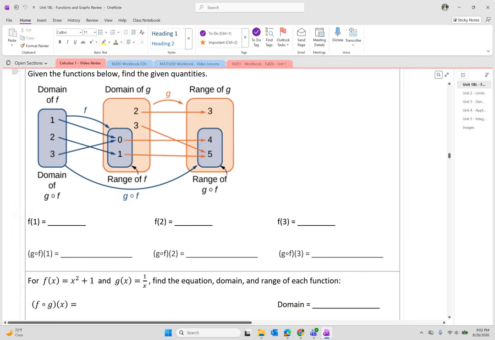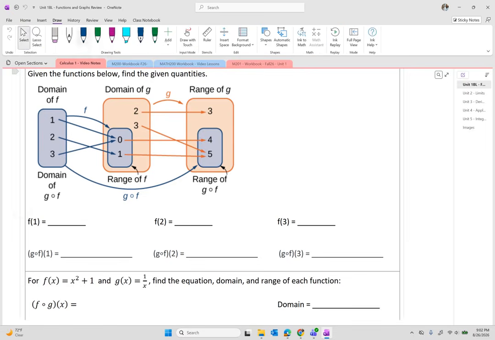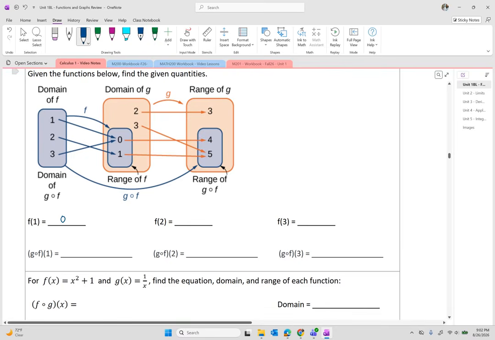f of 1 is equal to 1 maps to 0, so it will be equal to 0 from the first application, which is f of x. f of 2 maps to 1 through f, and f of 3 maps to 0 through f. The g circle f of 1 will be g of f of 1, which is g of 0. g of 0 is equal to 4 when we use the mapping of g.